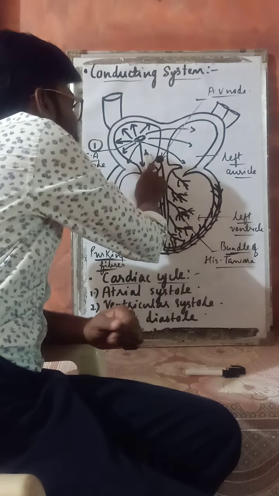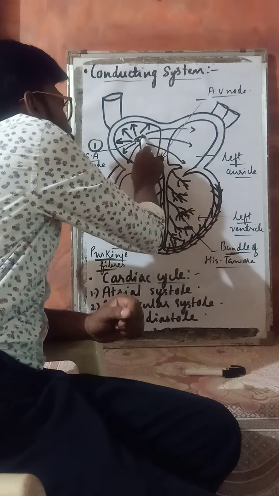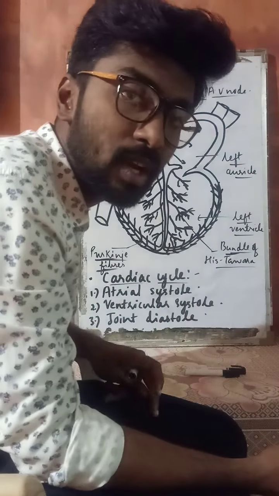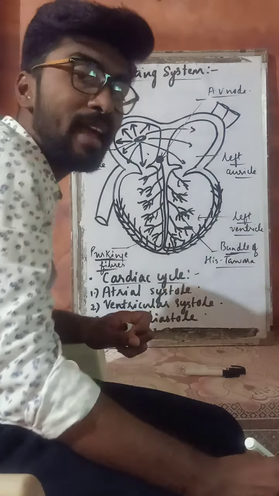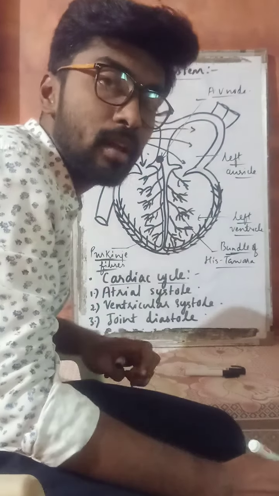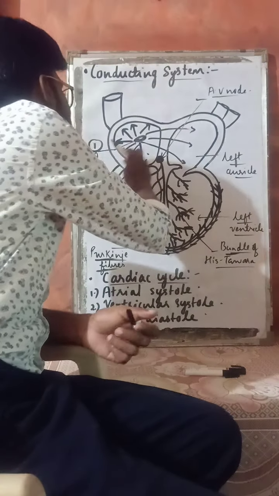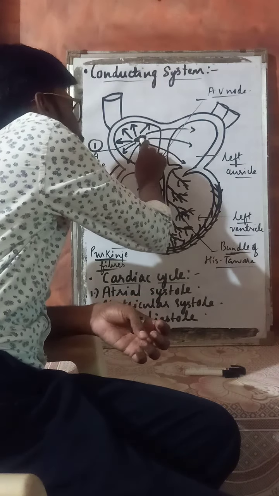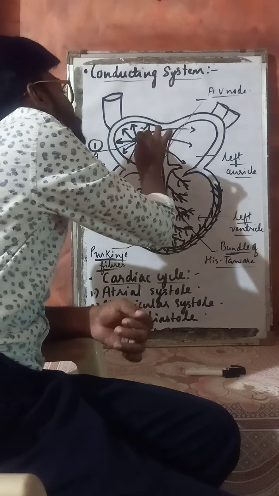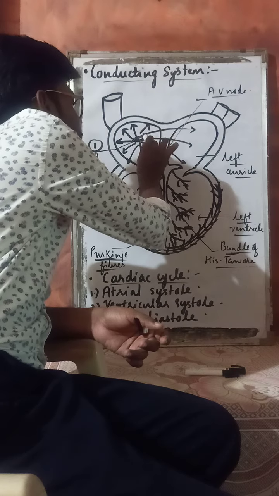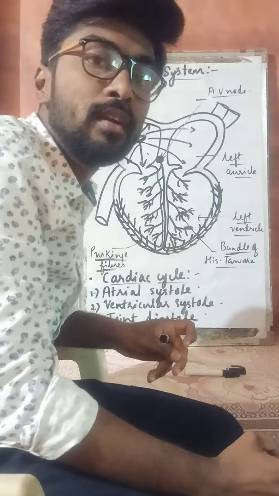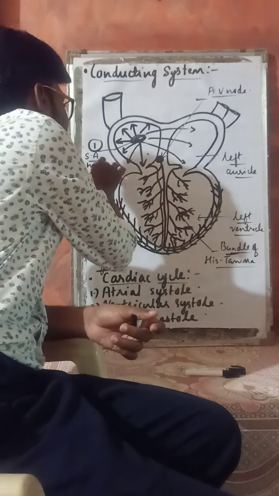SA node. The right atrium is generally made up of specialized patches of cardiac muscle. These specialized patches of the cardiac muscle are called SA node, or sino-auricular node. So this SA node is a specialized patch of cardiac muscle जो आपके right atrium में present रहते हैं, and ये आपके exactly right atrium में present रहते हैं. They are generally called as what?